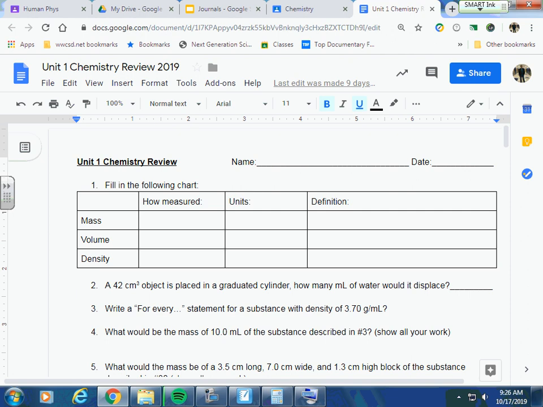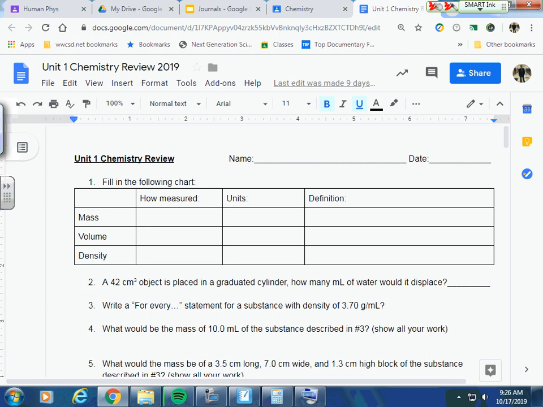How we measure mass. We measured mass using a balance, an electronic balance. Some people got to use the triple beam balance, but we're dealing with balances. We're dealing with mass, and the units that we measure in are grams. And the definition would be the amount of stuff, or the amount of matter, or the amount of particles in an object. So how many particles are there?